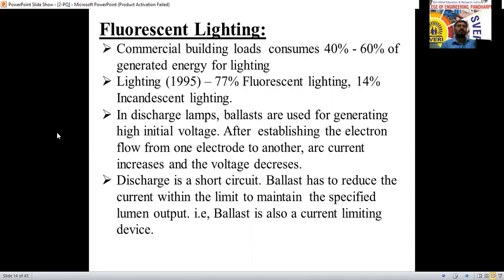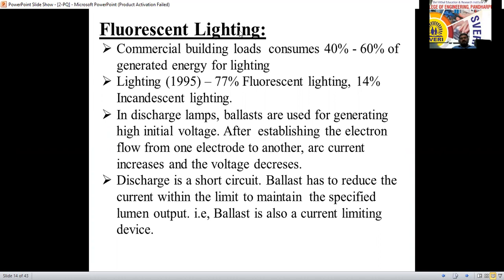Next we'll go for fluorescent lamps here. In our colleges also, all the labs, classrooms, the passage area, everywhere we are using fluorescent lamps. We use fluorescent lamps to get efficient light. For that reason, we'll go for fluorescent lighting, because these fluorescent tube lights are 40 to 60% efficient actually.